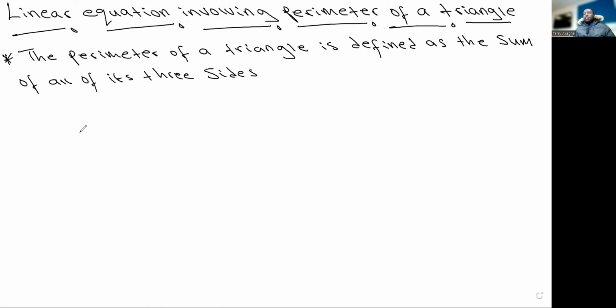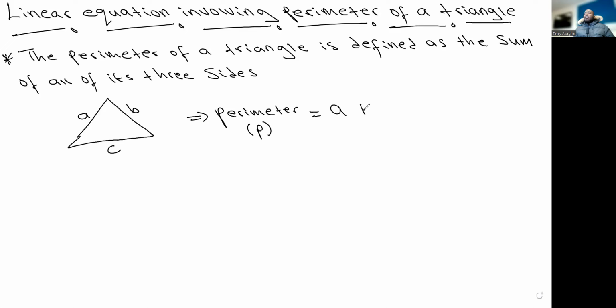So that means if I have a triangle like this, let's say I have a triangle A, B, and C, okay? The perimeter for this triangle will be that I have to add up each of these together. So I can call the perimeter P, and it will be equal to A plus B plus C. And that's how you get the perimeter. The perimeter is equal to what? A plus B plus C.